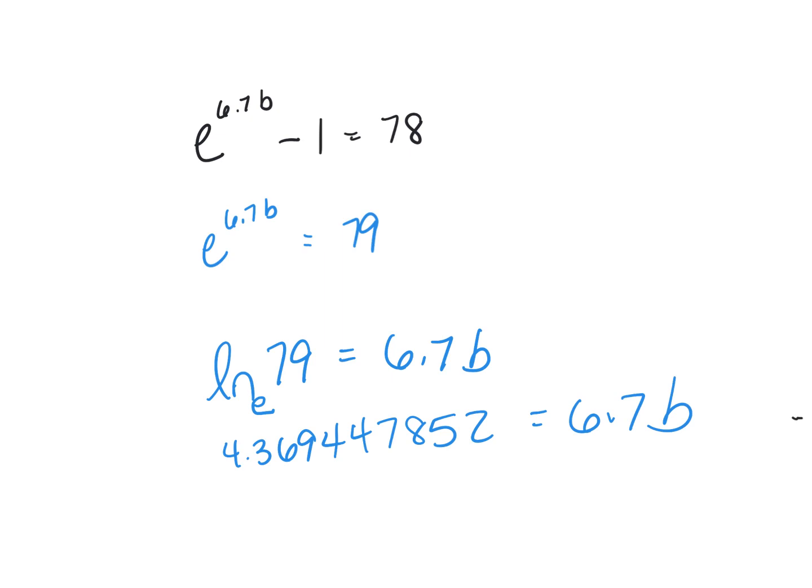So the natural logarithm of 79 is 4.3, that big long number. Then you just divide by 6.7. And logarithms, you usually round to 4 places, okay? So what did you get? 0.6521. Yeah.